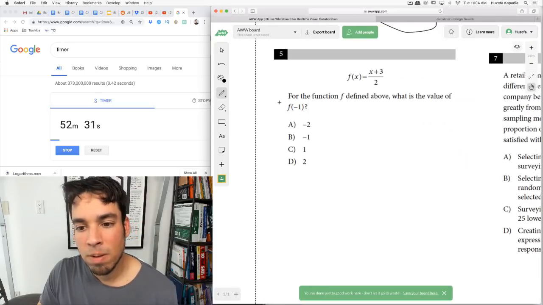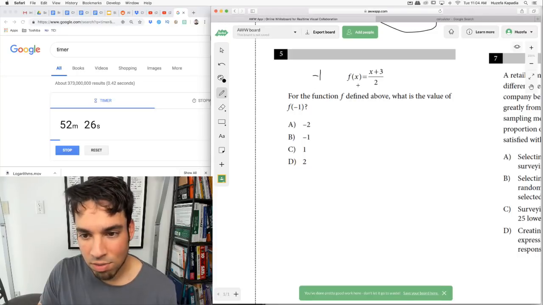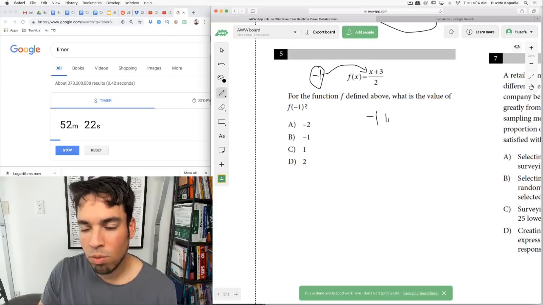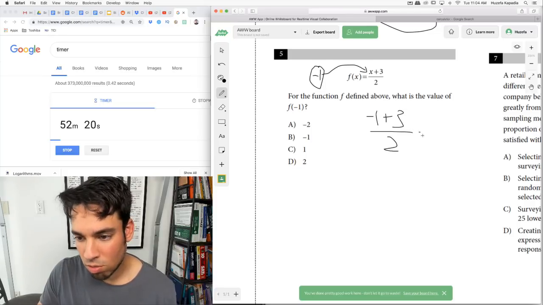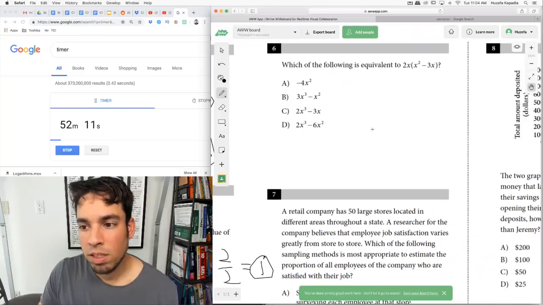Next is this. For the function, what is the value of f of negative 1? All this is saying is function notation. Negative 1 is being plugged in for x. So it's negative 1 plus 3 over 2. Negative 1 plus 3 is 2 over 2, which is 1. C.